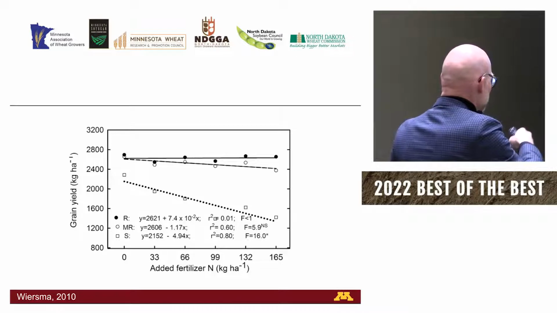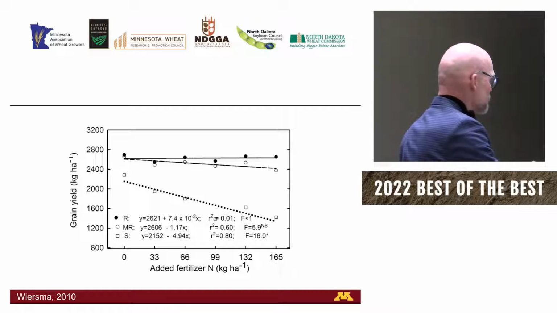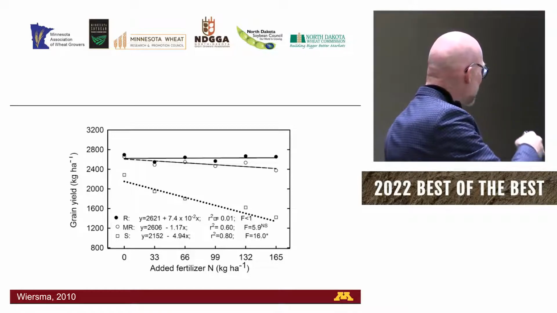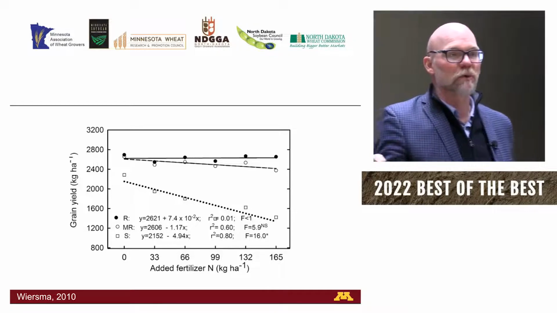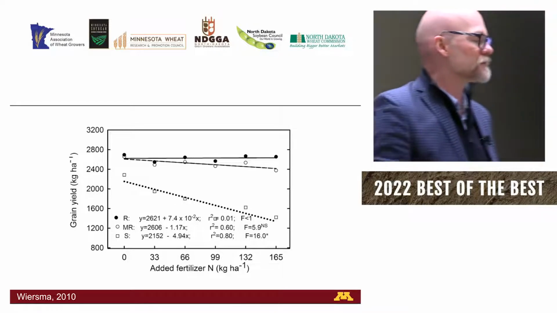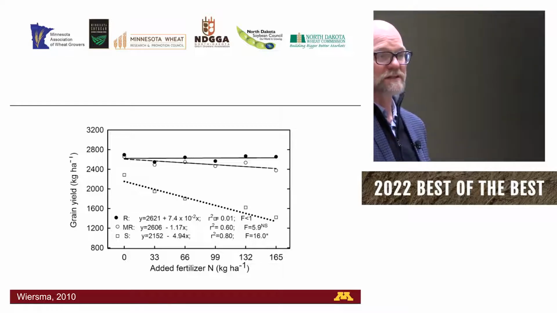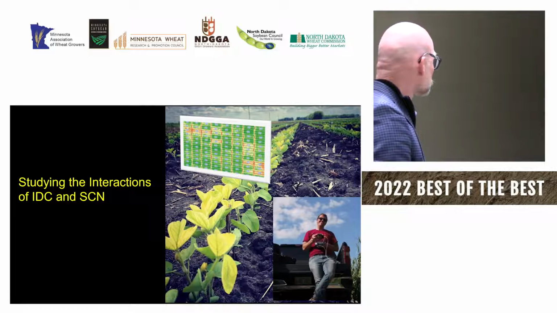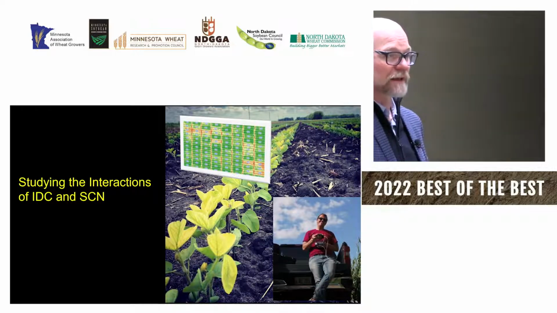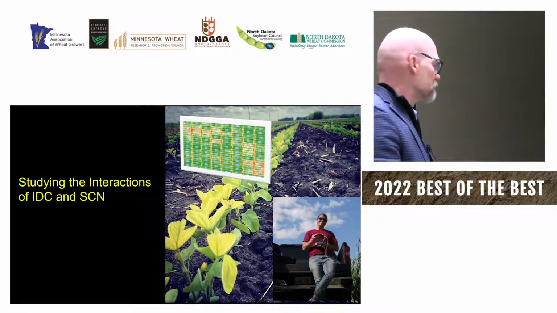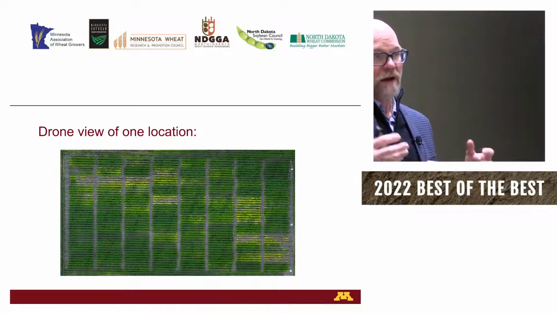It's all in metric, but basically we're looking at about 30, 60, 90, 120, 150 pounds of N. And we can see that those susceptible soybeans dropped off from 35 to 25 bushels across that range as we increased the amount of N applied. We've been doing some work, not on N directly, but using N a little bit like John Wiersma did. We've been doing some work on iron chlorosis recently.